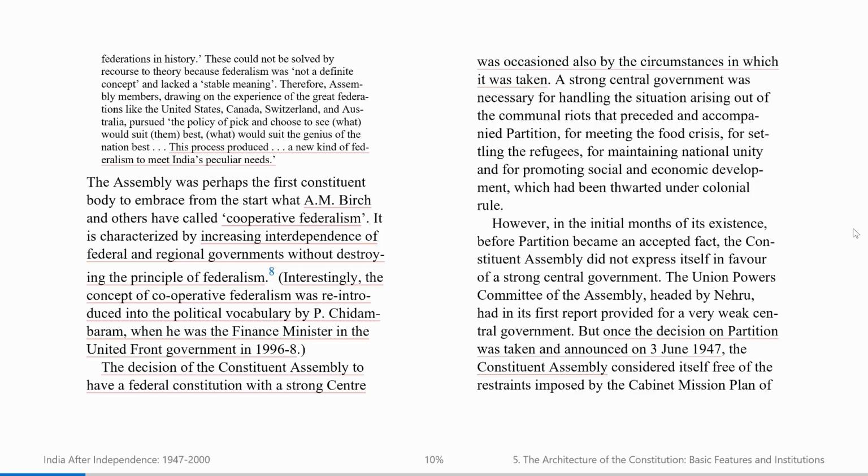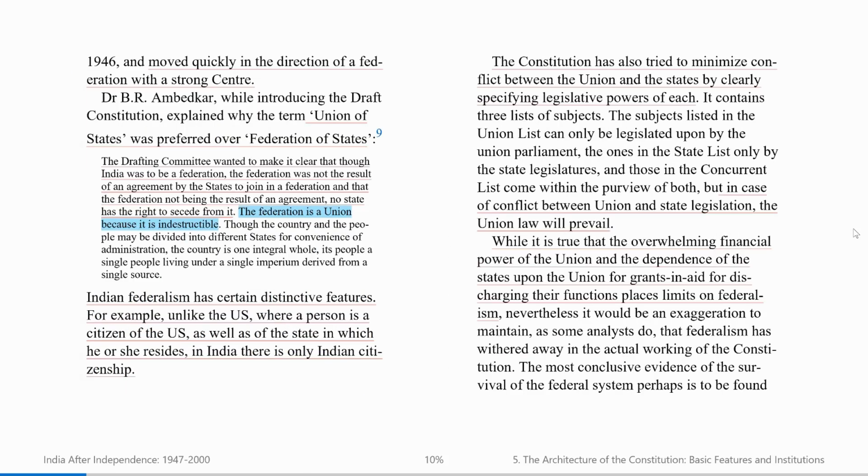Initially, the Constituent Assembly wanted to have a federal nature, right? But as soon as the partition of India decision was taken, the Mountbatten Plan was announced on 3rd of June 1947, the Constituent Assembly quickly moved in the direction of a federation with a strong center. And in Article 1 itself, India is said to be a union of states, and the federation is seen to be a union because it is indestructible.